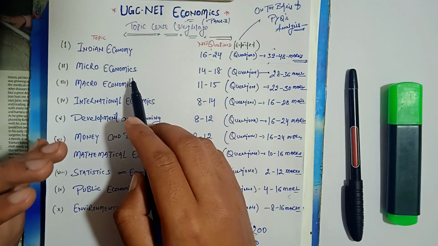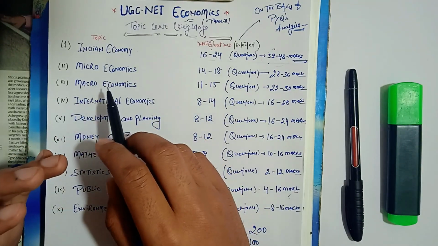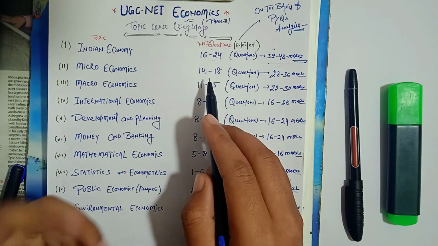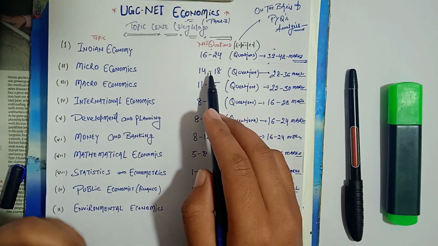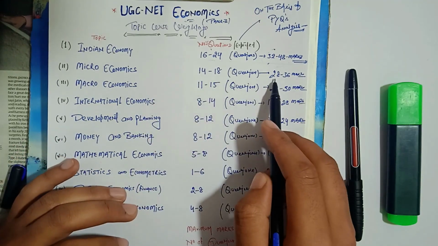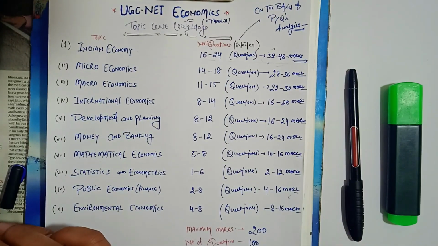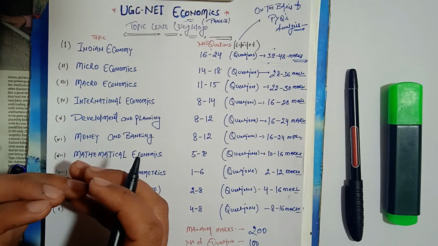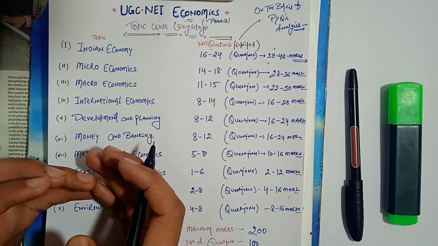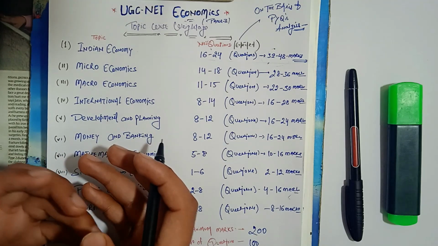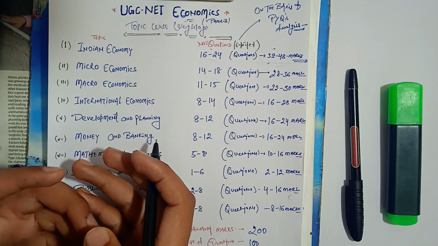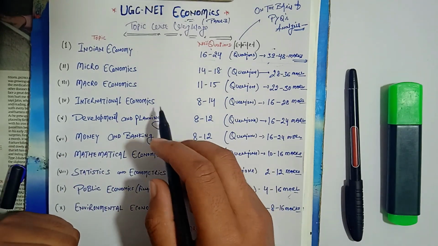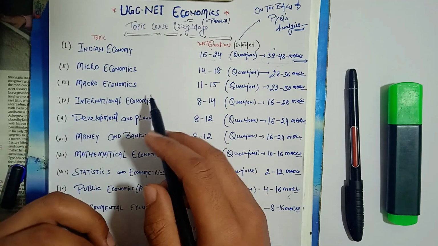The next important topic is microeconomics. From this section, questions are expected every year, 14 to 18 questions, so you can say 28 to 36 marks. In microeconomics, questions are generally on consumer behavior, producer behavior, equilibrium situations, different curves, and different kinds of theories.